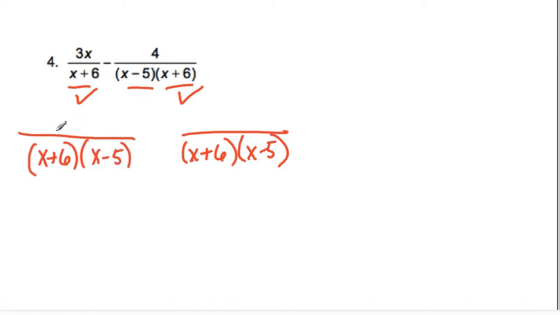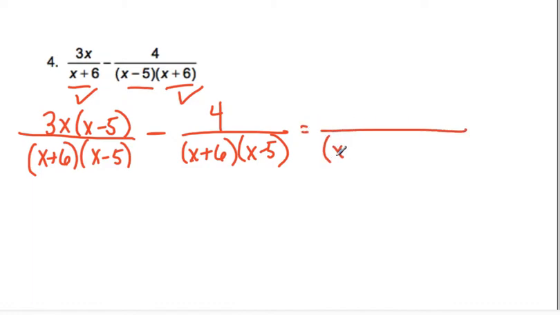Now, how did I get from x plus 6 to this one? I multiply by x minus 5, so I'd have 3x times x minus 5. And I would take away, what did I do to get from here to here? I didn't change anything. The order's different, but that doesn't matter because it's multiplication, so I just subtract 4.